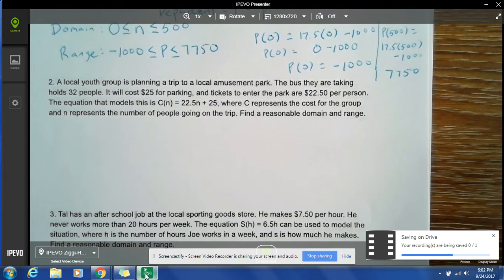The equation that models this is C of n equals 22.5n, in other words, $22.50 per person going, plus 25, the $25 for the parking, where C represents the cost for the group and n represents the number of people going on the trip. Find a reasonable domain and range.